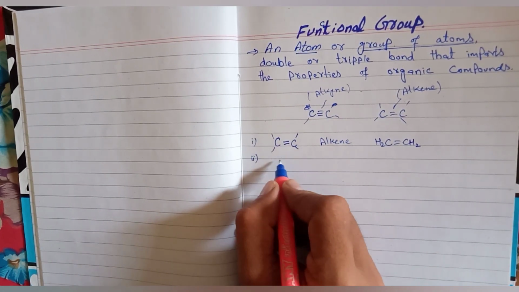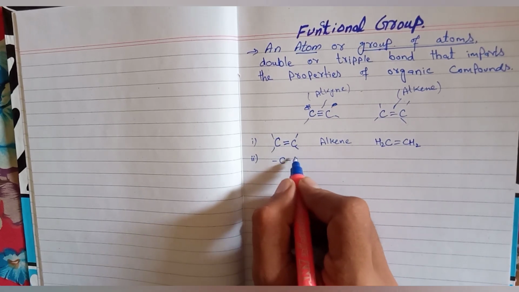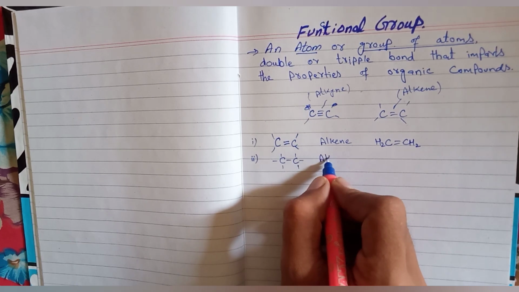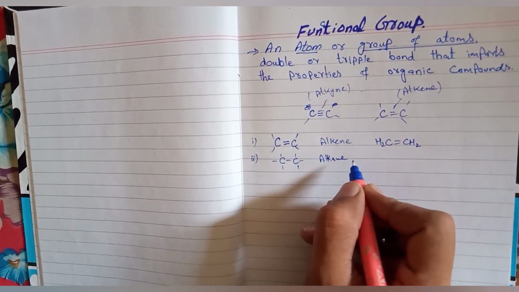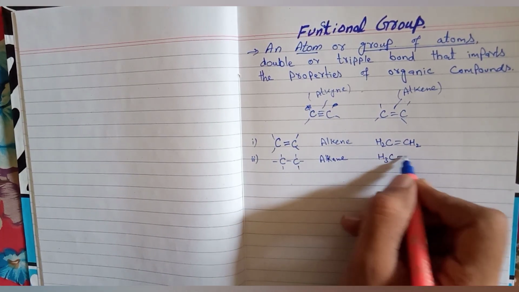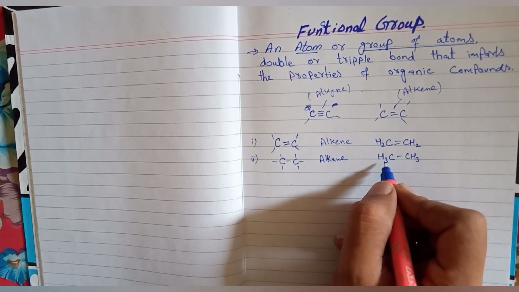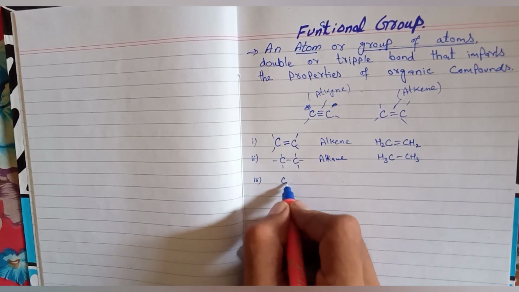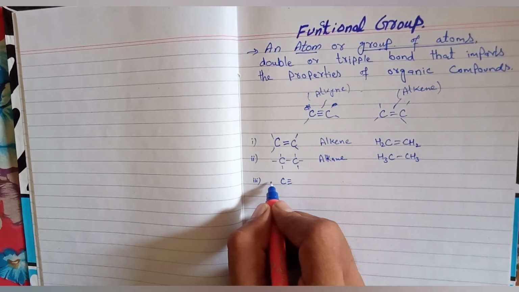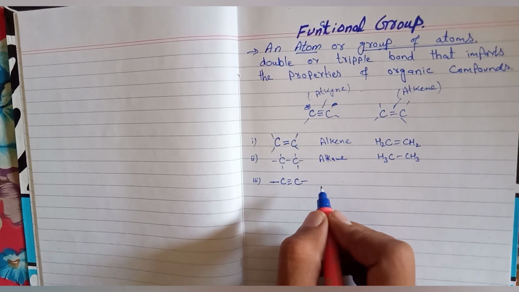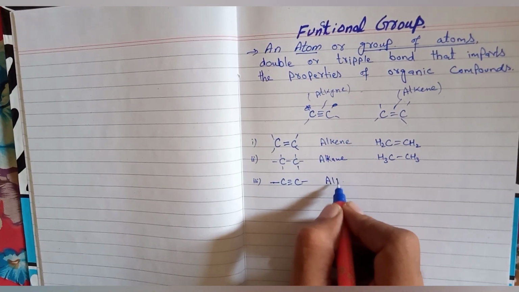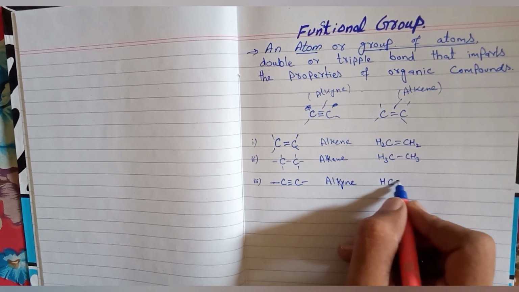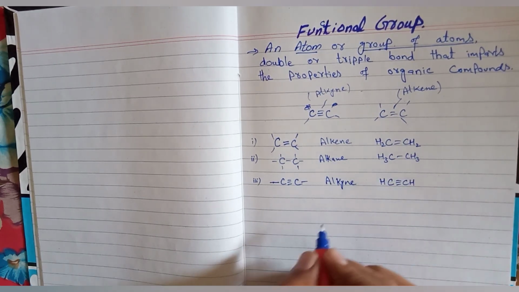Second functional group: if carbon-carbon is single bonded, then this functional group is called alkane. If all carbon atoms are in single bonds, this is called alkane. This is the example of alkane. If carbon atoms are in a triple bond like this, this is the example of alkyne, and this functional group is called alkyne functional group. Is it clear? HC triple bond CH. This is the example of alkyne.